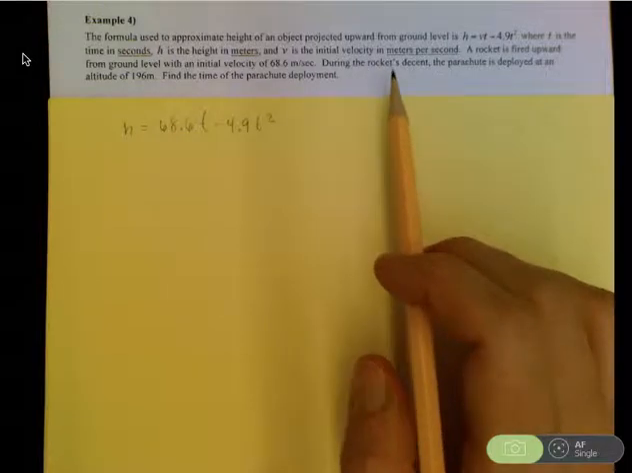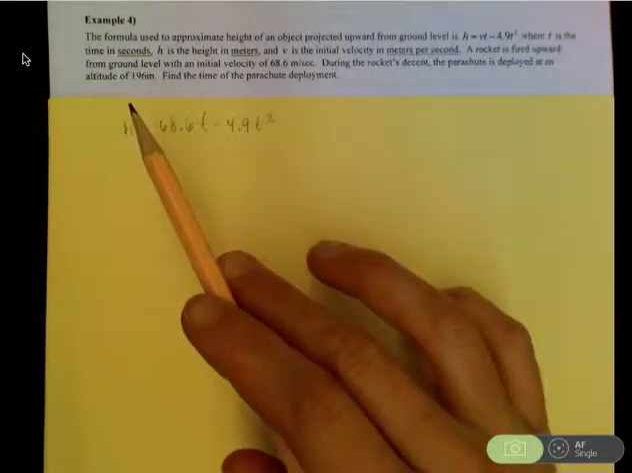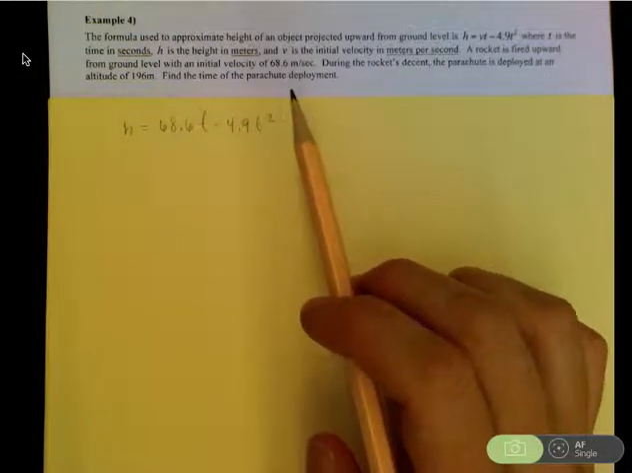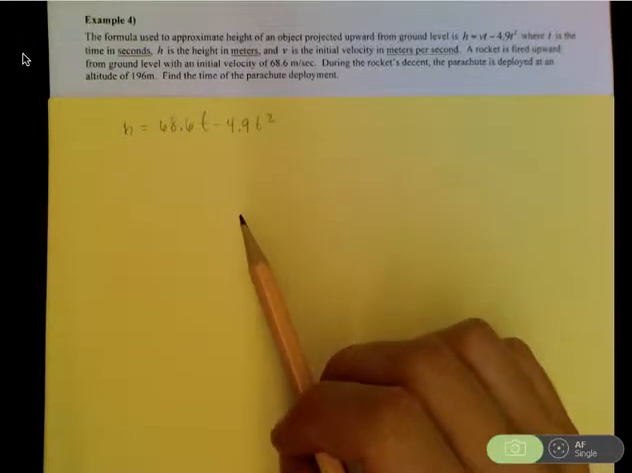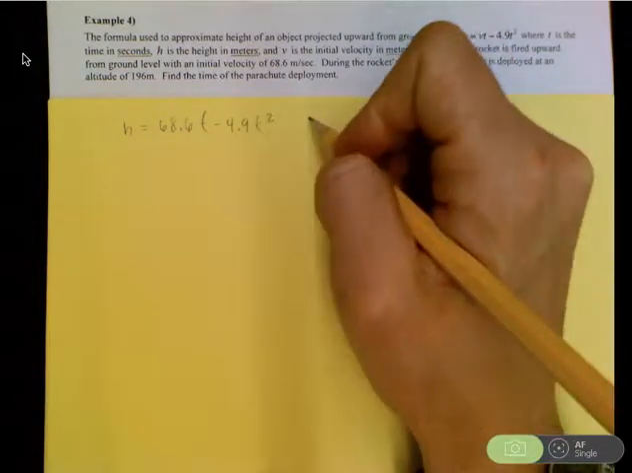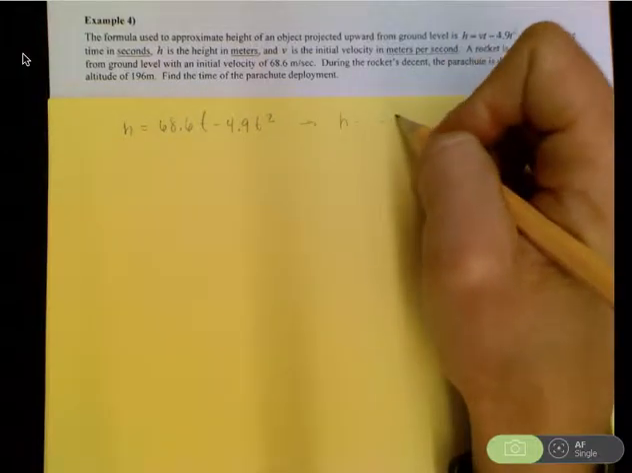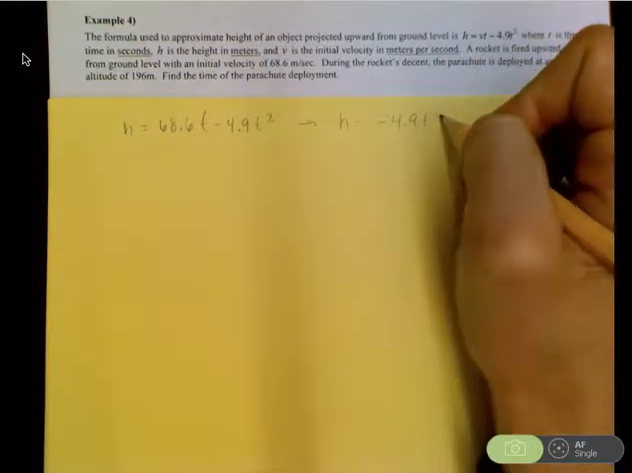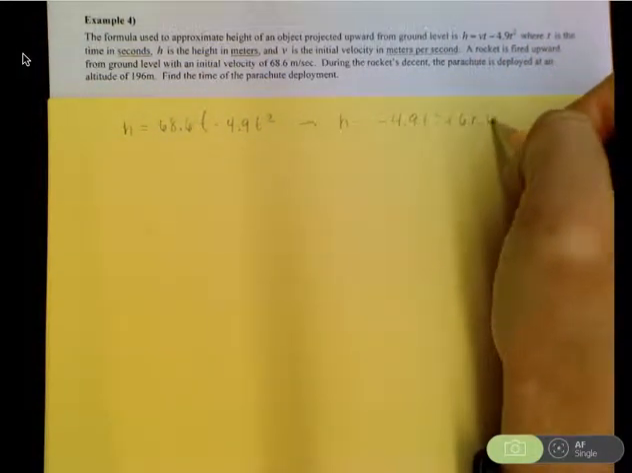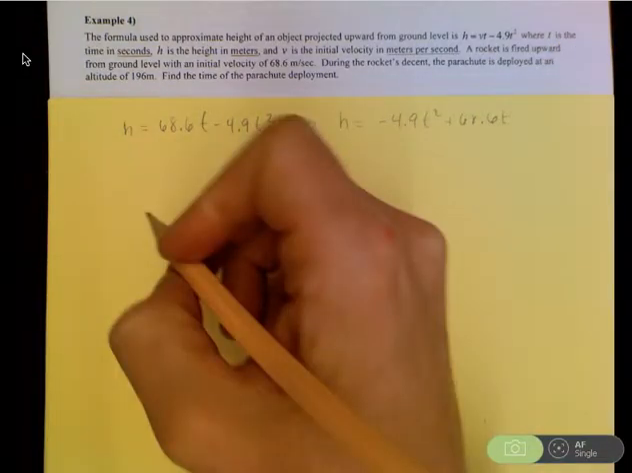All right, during the rocket's descent, the parachute's deployed at an altitude of 196 meters. Find the time of parachute deployment. All right, again, if we rearrange this, it's a negative quadratic. All right, so it's opening down.